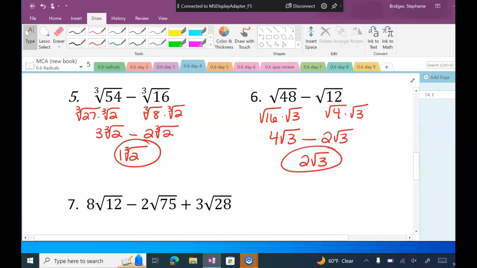Start with the 8 square roots of 12. Look at 12. It's not a perfect square. See what perfect square divides into it. Simplify all that. Then do the 2 square roots of 75. Then do the 3 square roots of 28.